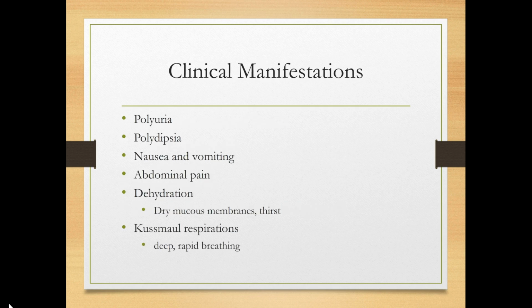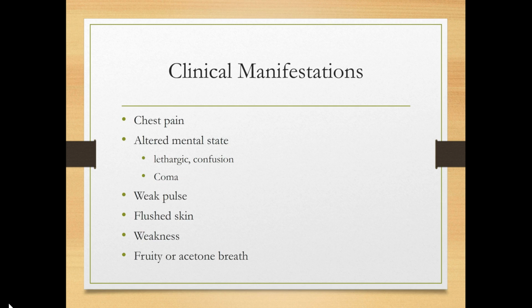Again, you're going to have polyuria, polydipsia, nausea and vomiting, abdominal pain. You're going to have thirst. You're going to have Kussmaul respirations, which if you've never seen them, you won't forget them once you have. They may have chest pain. They may have an altered mental state, depending on how bad it is. They are going to have flushed skin. They may be weak, and again, they're going to have that fruity breath.